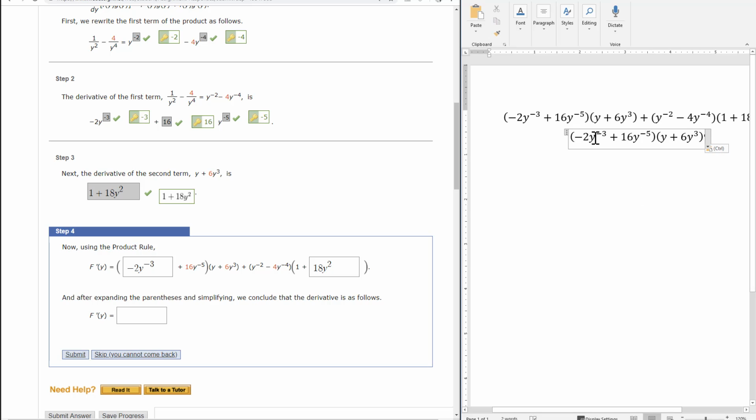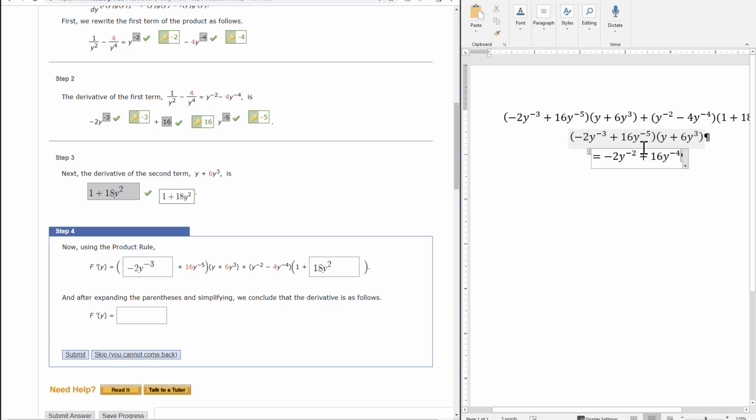Let's see, when we multiply this, it'll be -2. This is y to the -3 times y, so that's -3 plus 1. We're adding the powers, so it looks like it's going to be y to the -2 power, plus, and then we'll do the same thing with the 16 and the y, so that would be 16y to the -4 power, because we're adding 1 to -5, and so that's the first factor being multiplied by y.